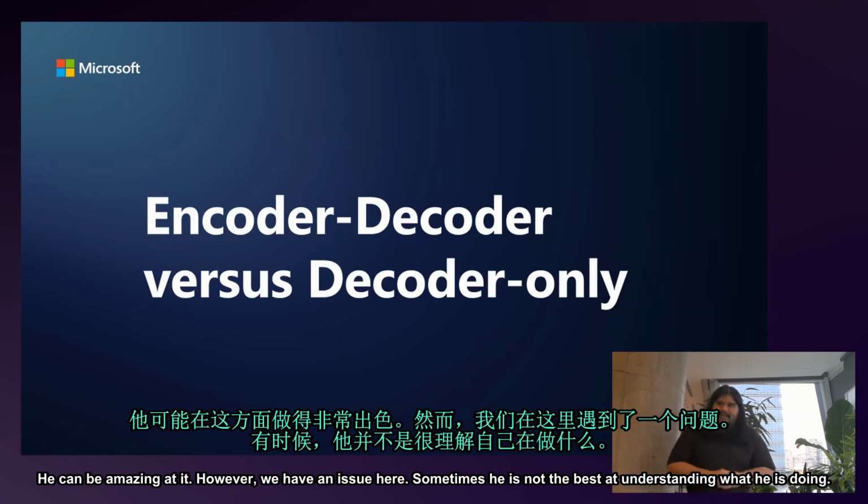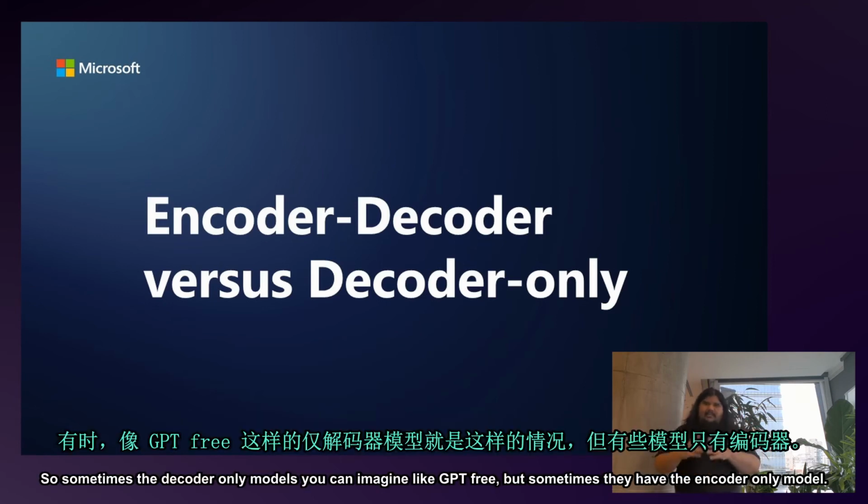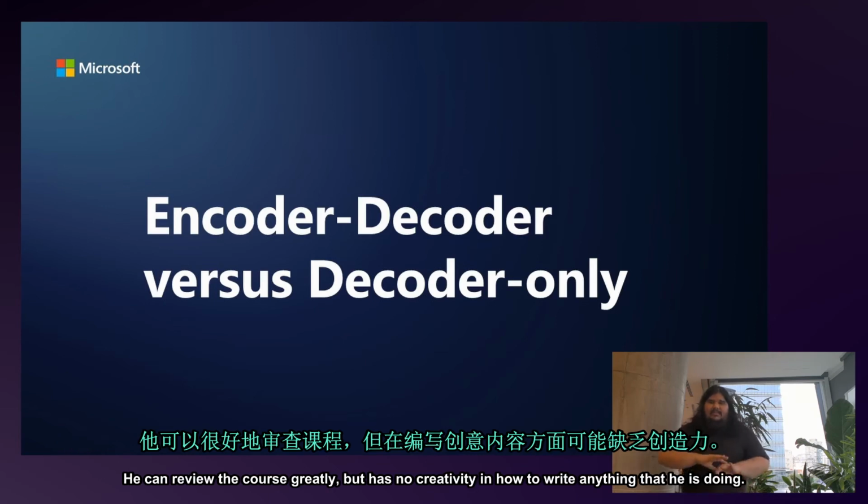However, we have an issue here. Sometimes he is not the best at understanding what he is doing. So sometimes we call them decoder-only models, you can imagine like GPT-3. But sometimes we have the encoder-only model. He can review the course greatly, but has no creativity in how to write anything.